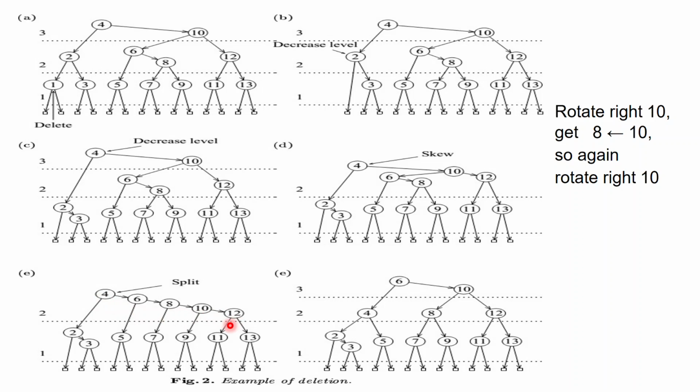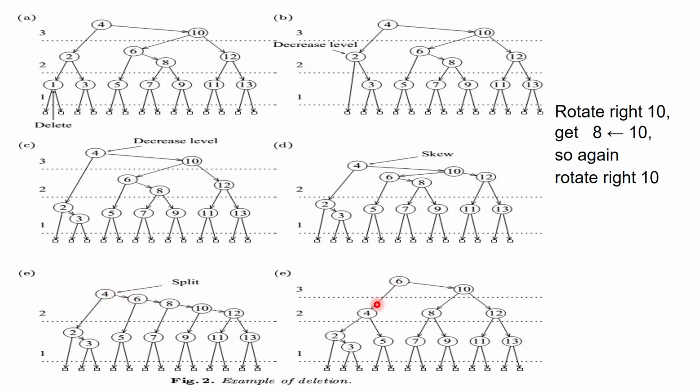Now you start calling the splits. Okay, so the first split, you see that the right child of the right child of 4 is on the same level. This thing is not allowed. So what you do, you increase the level of 6. So 6 now will have level 3.